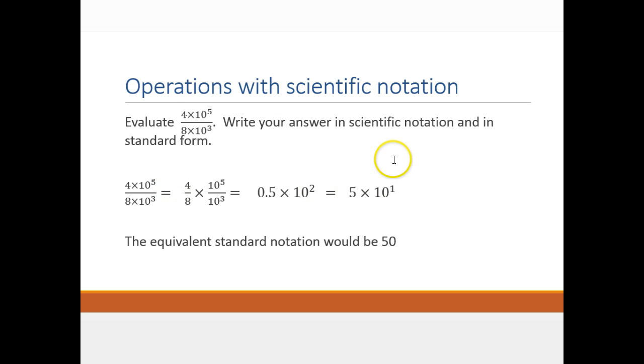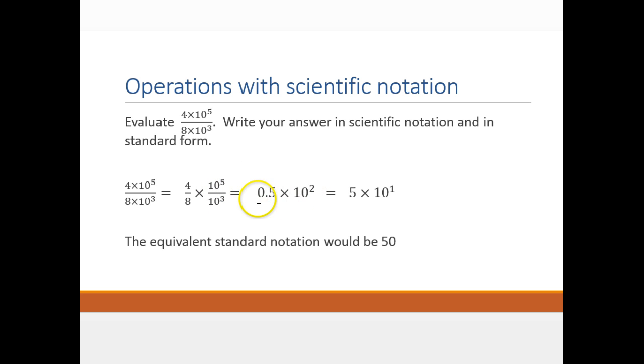We can also do division using scientific notation. 4 times 10 to the 5th divided by 8 times 10 cubed. Again, we're going to split up the numbers out front, my coefficients, and then my powers I'm going to treat separately. We'll take the 4 divided by 8 and multiply it by 10 to the 5th over 10 cubed. 4 divided by 8 is 1/2, or 0.5. So 0.5 times 10 to the second power. Because we're dividing, we're subtracting our exponents.